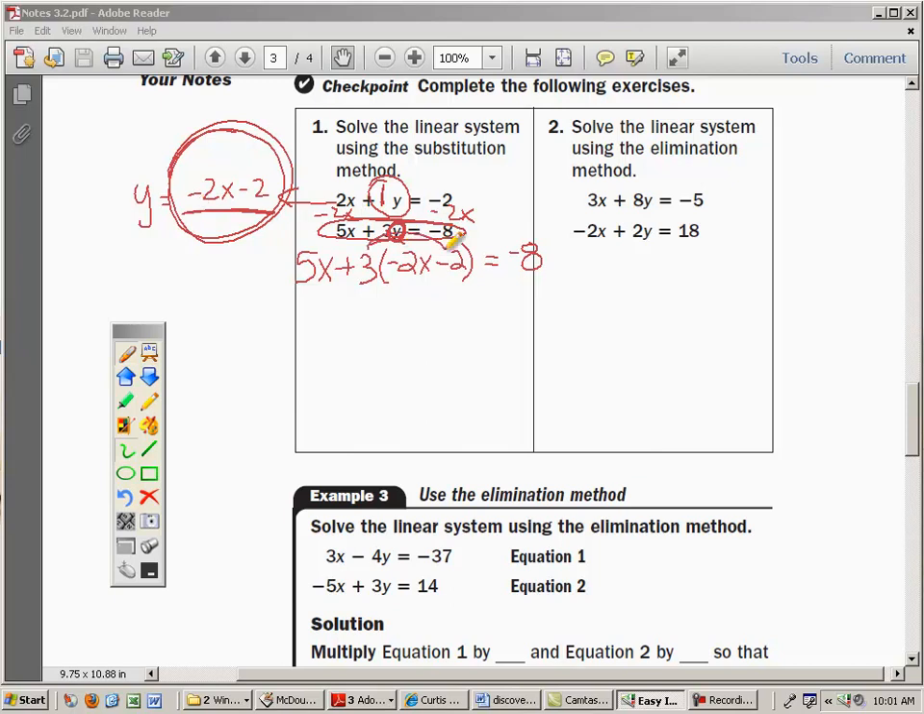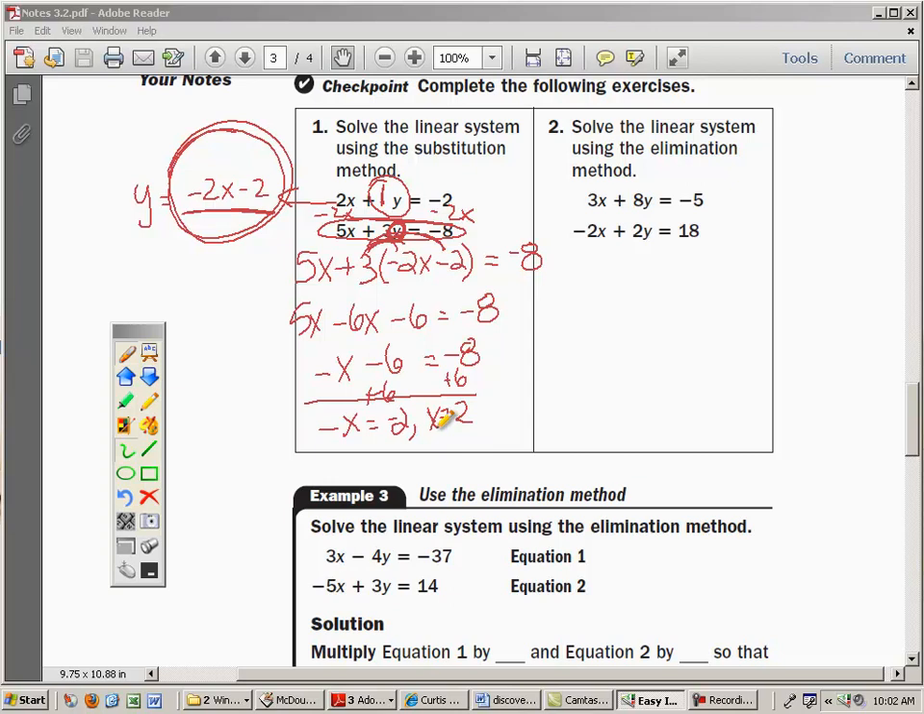Okay, go ahead and distribute. This is 5x minus 6x minus 6 is equal to negative 8. When I distribute the negative 3, I get negative 6x and negative 6. From there, we combine like terms, so this is just negative x or negative 1x, however you choose to write it. Add 6 to both sides. And I get negative x equals negative 2, so therefore x is equal to 2.